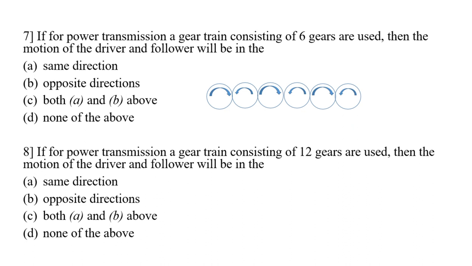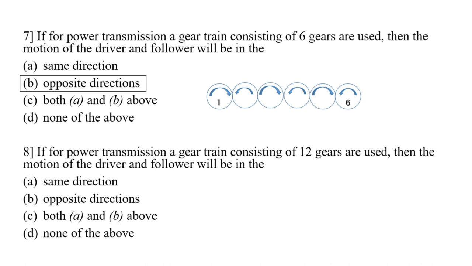Imagine that the first gear is rotating clockwise, second will be anti-clockwise, third will be again clockwise, fourth will be anti-clockwise, fifth will be again clockwise, and sixth will be again anti-clockwise, that is opposite of the first. Therefore the option will be opposite direction. So the last follower, the sixth gear, will rotate in the opposite direction of the first.